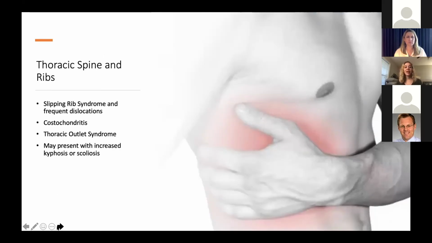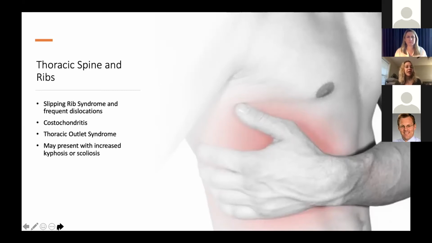So thoracic spine and rib cage is not something that we really think about all that often. In treating dancers, we think, oh yeah, lower extremity or maybe upper extremity for lifting. But in the hypermobile dancer, we actually see quite a bit of dysfunction at the thoracic spine and at the ribs. So rib slipping or subluxations of the rib at the costovertebral joint or the sternocostal joint can actually be fairly common. Costochondritis or just rib pain is common.